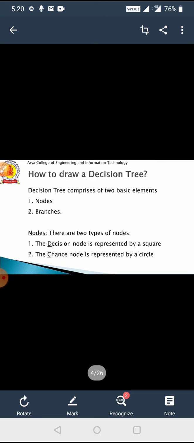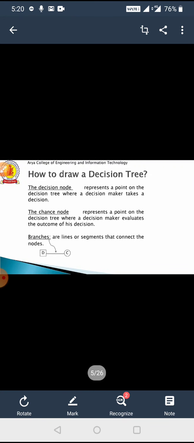How do we draw a decision tree? A decision tree has basically two elements, nodes and branches. There are two types of nodes. The first is the decision node, which is represented by a square, and the chance node is represented by a circle. The decision node represents a point on a decision tree where the decision maker makes a decision, and the chance node represents a point on the decision tree where the decision maker evaluates the outcome of the results.